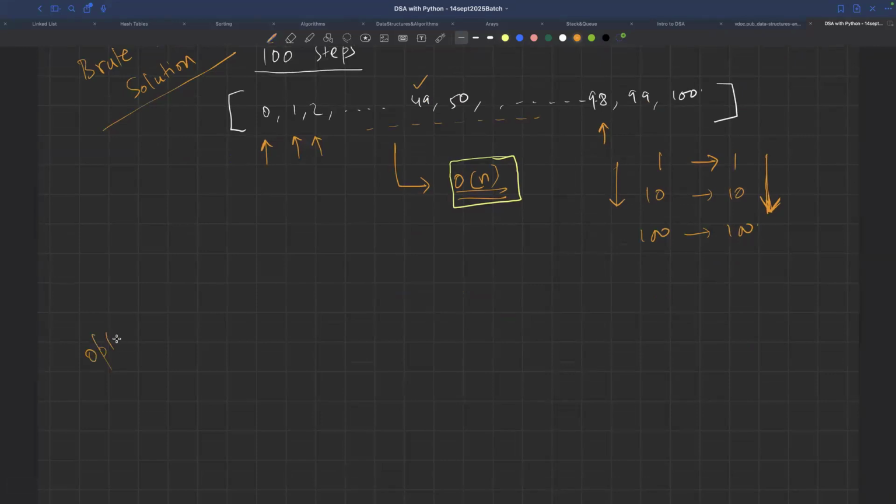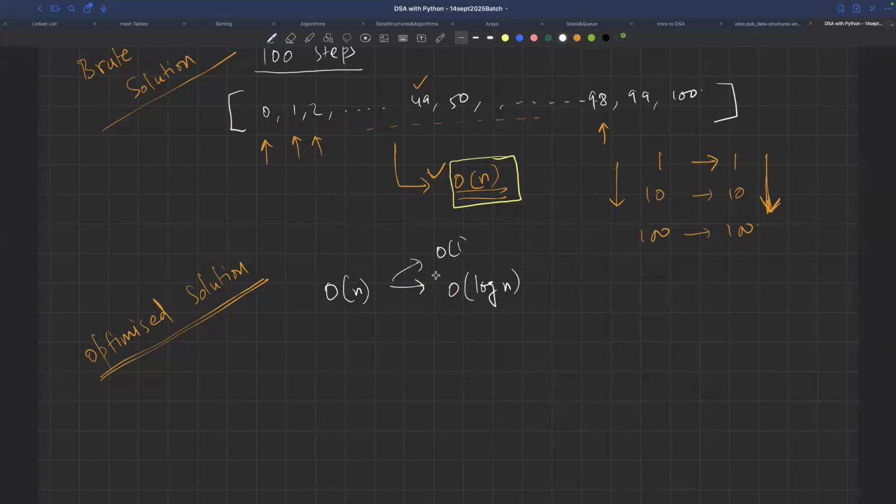So I told you that if you already have a solution which is O of n, and I'm asking you to optimize it, obviously in your mind you should think, from O of n, if I have to optimize it, what are my options? Where can I go? What can I think? From O of n, I can go to O of log n, or I can go to O of 1, or constant.